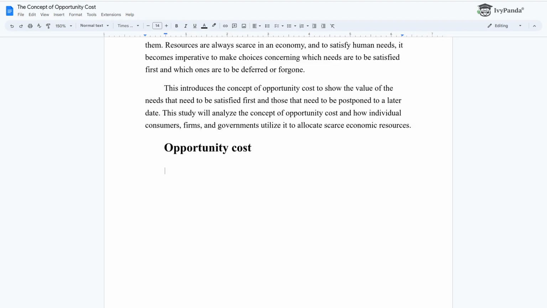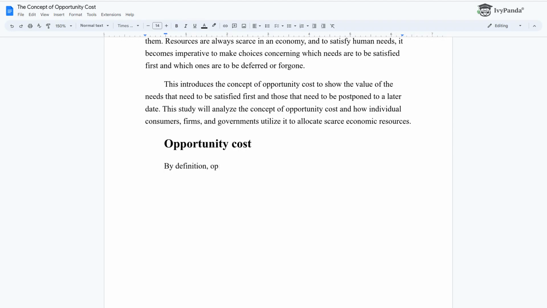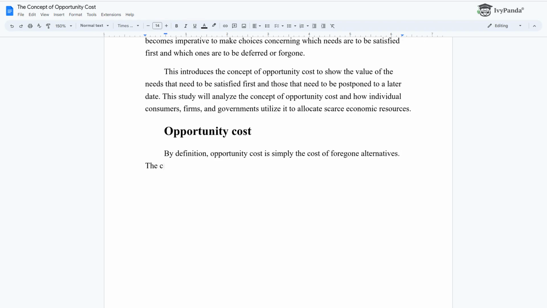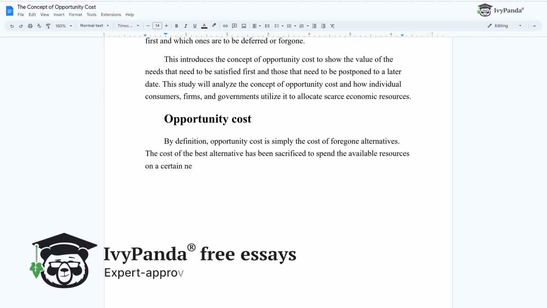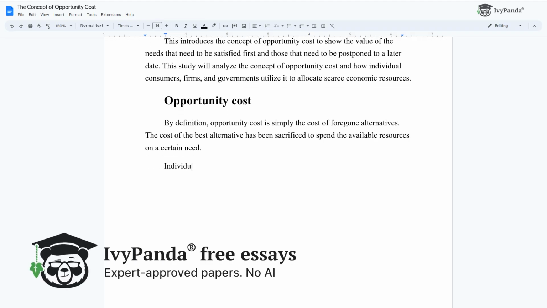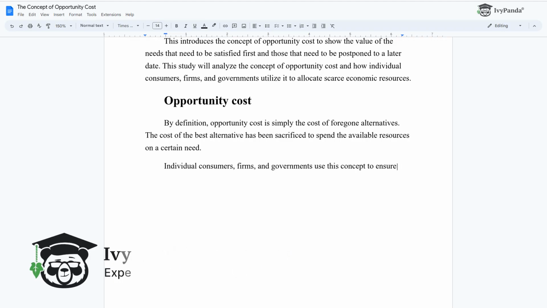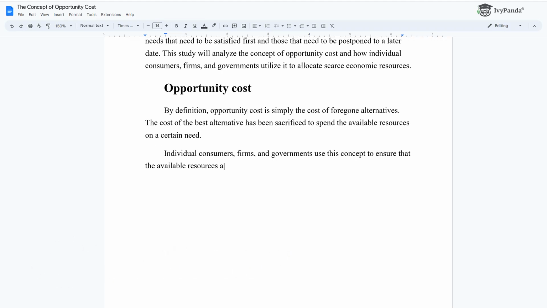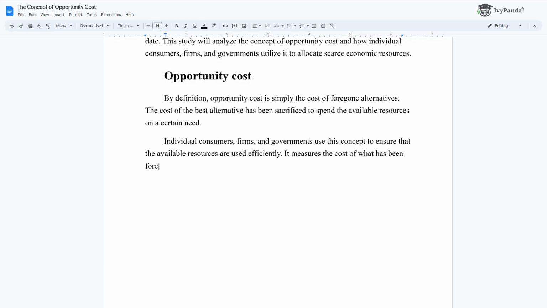Opportunity cost. By definition, opportunity cost is simply the cost of foregone alternatives. It is the cost of the best alternative that has been sacrificed to spend the available resources on a certain need. Individual consumers, firms, and governments use this concept to ensure that the available resources are used efficiently. It measures the cost of what has been foregone in financial or monetary terms.